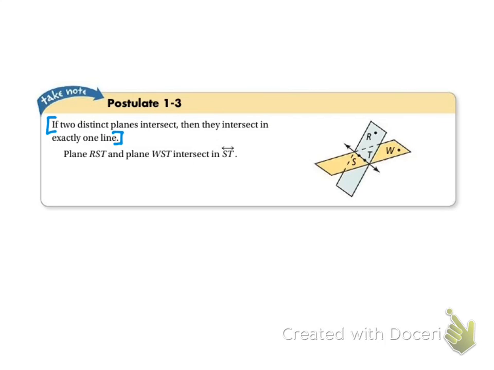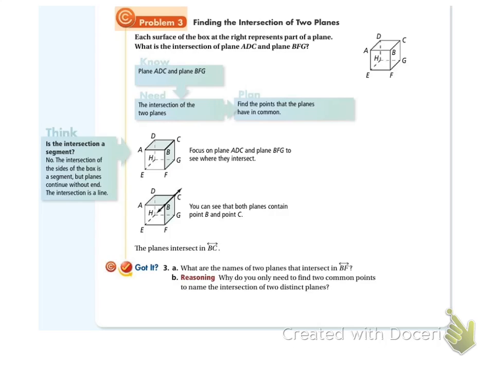Postulate 1.3 says if two distinct planes intersect, then they intersect in exactly one line. So plane RST and plane WST intersect in line ST, right there. Okay, so if we look at planes ADC, the top of this cube, and plane BFG, which is the right side, we can see that they intersect at this line right here. Again, here's plane ADC up here in the pink, and plane BFG is on the side in yellow, and we can see that they intersect at BC.